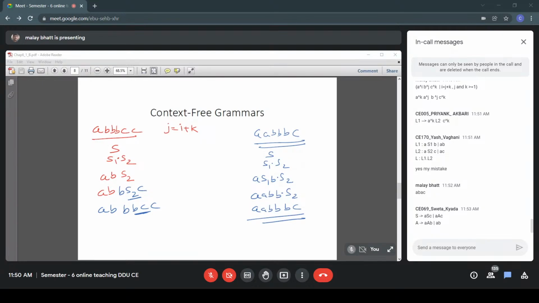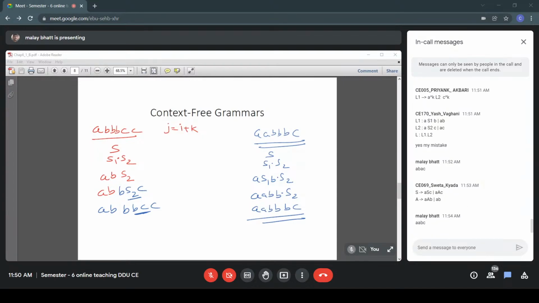If I want to generate the pattern, which is definitely a correct answer, if I want to generate this a a b C, it will be like this. From S, we'll get small a, capital A, C, because we want one occurrence of a and C. Now I will replace capital A with small a, capital A, b, and then C.